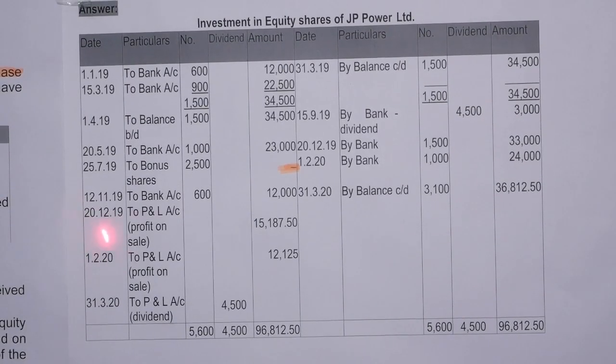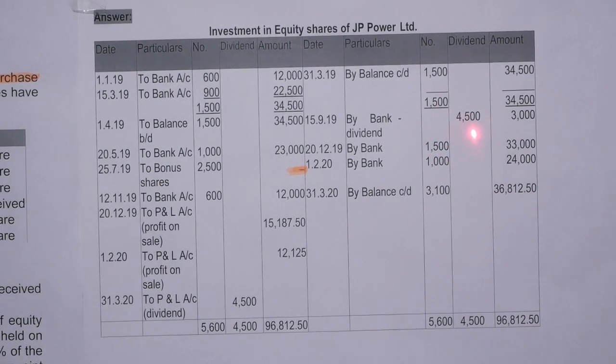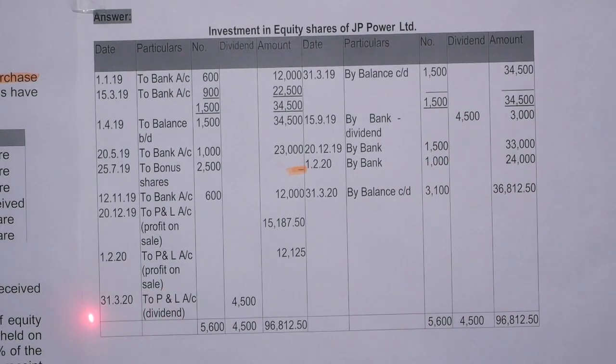So on 20th December 2019, to profit and loss on sale is equal to 15,187.5, and on 1st February 2020, to profit on sale is equal to 12,125, and on 31st March 2020, by balance c/d is equal to 3,100 share and the cost of which is 36,812.5. Post dividend of rupees 4,500 we will transfer to the profit and loss account. So on 31st March 2020, to profit and loss account dividend 4,500.